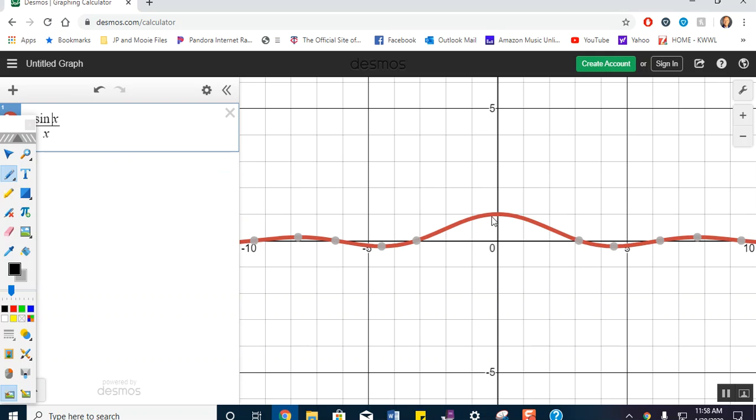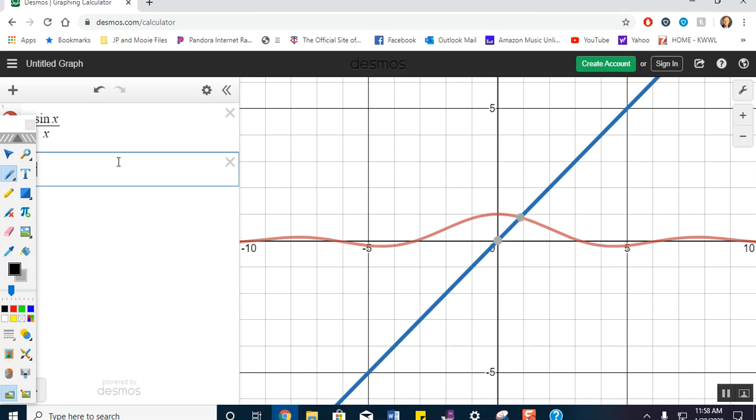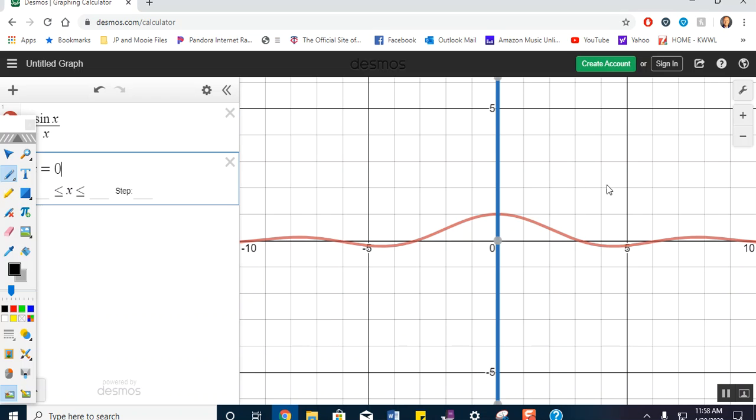Ooh. Now this one here is saying, all right, I'm going to type in x equals 0. Is that okay? Does it intersect up there?